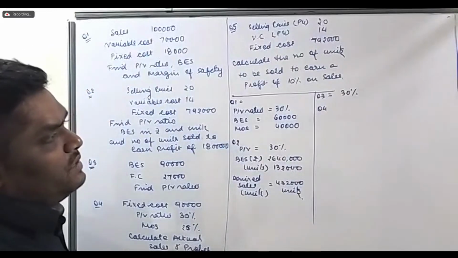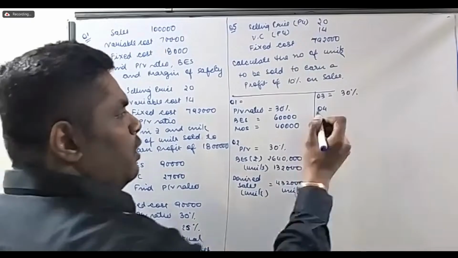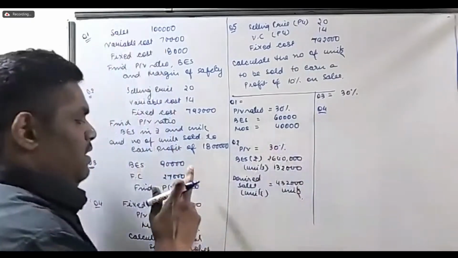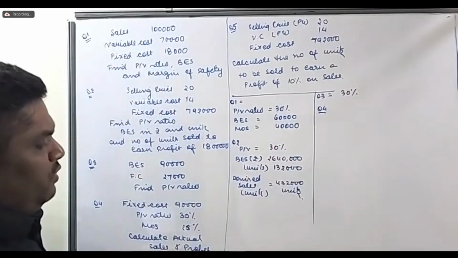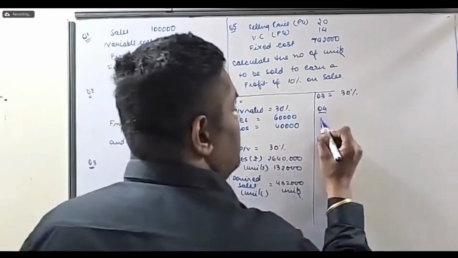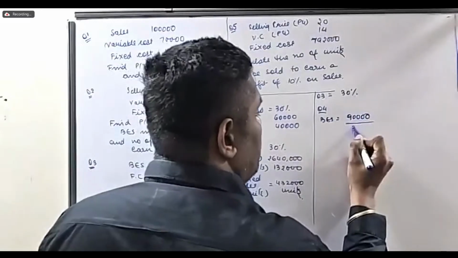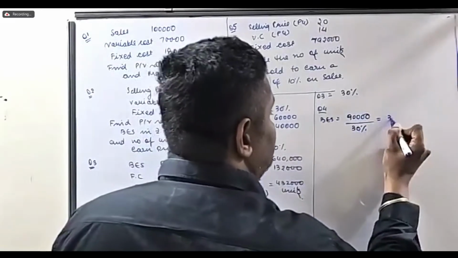So these are the answers of question number 1, 2, and 3. Now, when talking about question number 4, my break-even sales: my fixed cost is 90,000, PV ratio is 30%. Therefore, my break-even sales will be 90,000 divided by 30%, that is 3 lakh.